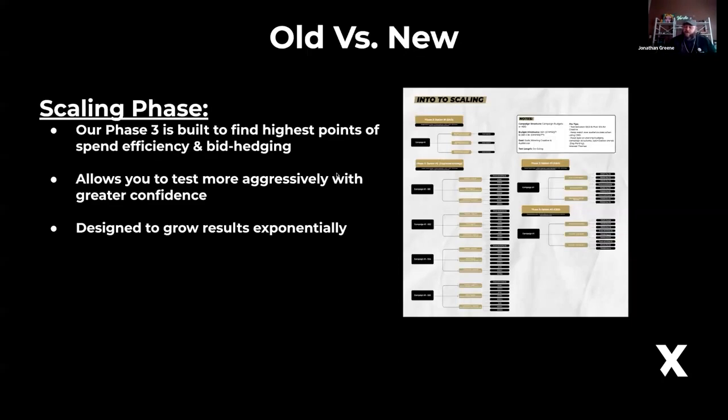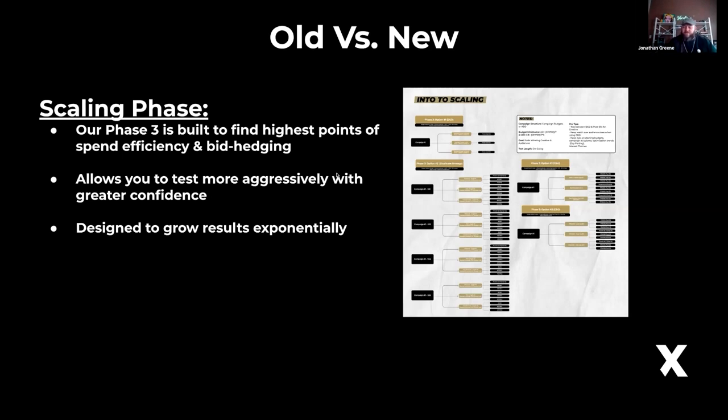Phase 3, we talked about phase 1 being getting in front of the right people. Phase 2 being saying the right thing. Phase 3 is combining those two things together and trying to go to the moon with it, basically, right? Our phase 3 is built to find the highest points of spend efficiency and bid hedging, really fancy media buying stuff going on here. It really requires you to have the fundamentals nailed down from phase 2 and phase 1. It allows you to get way aggressive with your testing. It allows you to be way more confident. And it's designed to really exponentially grow results.